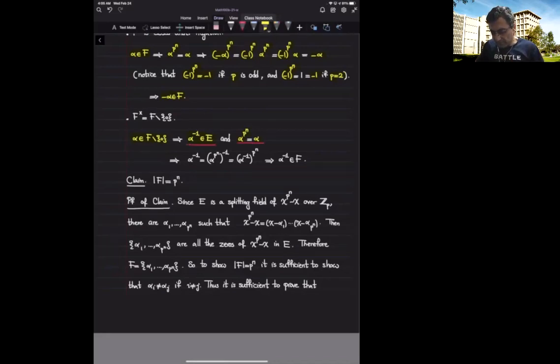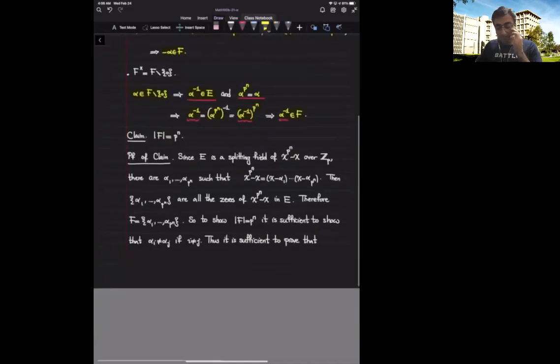Now, alpha inverse is going to be the inverse of alpha raised to the power p^n. But again, from group theory, we do know that it is the same as the inverse of alpha raised to the power p^n. So we end up showing that (alpha inverse)^(p^n) is alpha inverse, which means alpha inverse is again inside this set, which means altogether we've shown that F is a field.